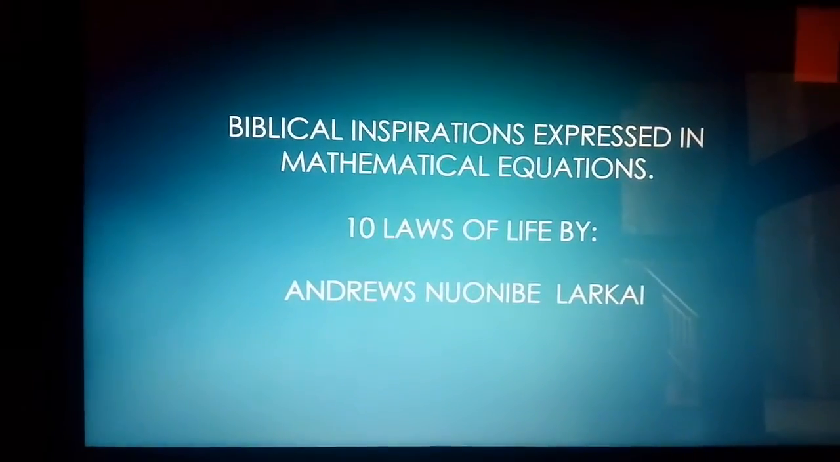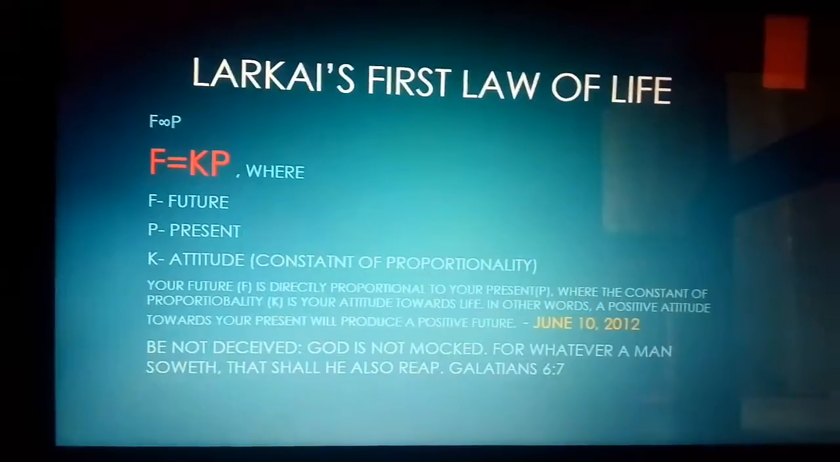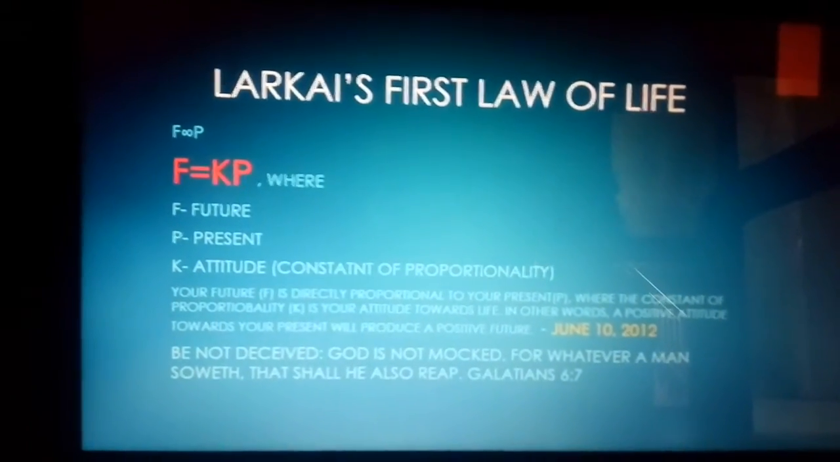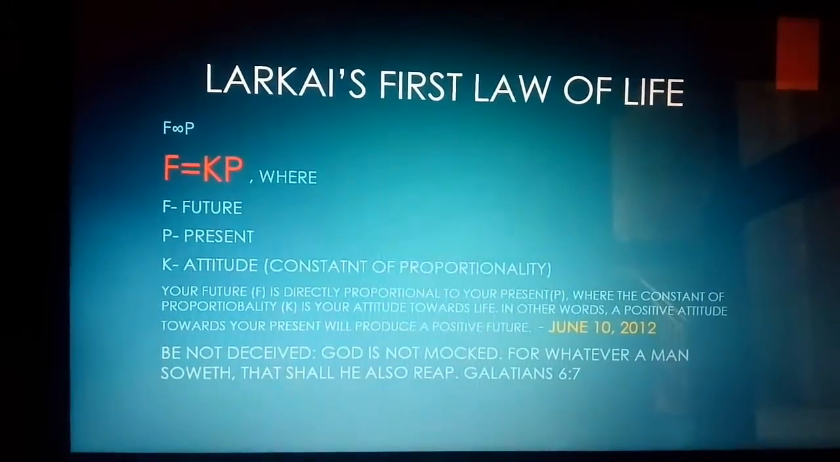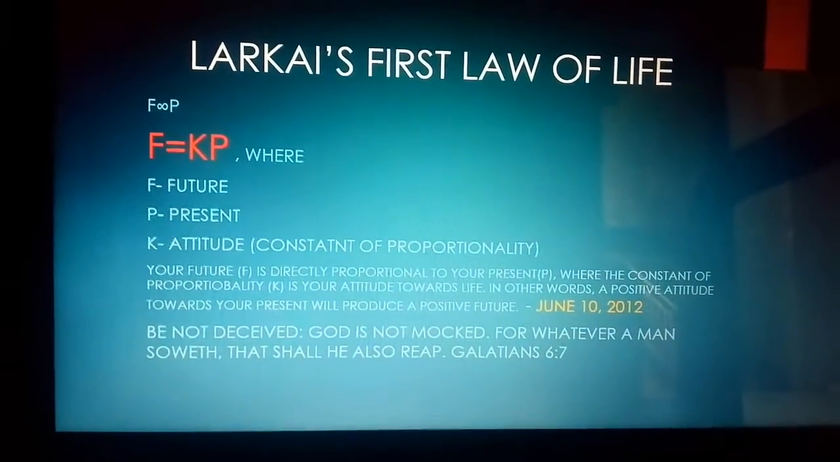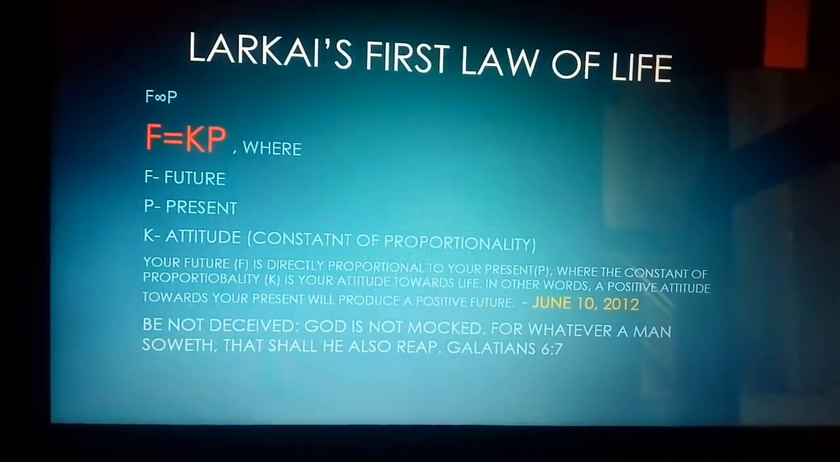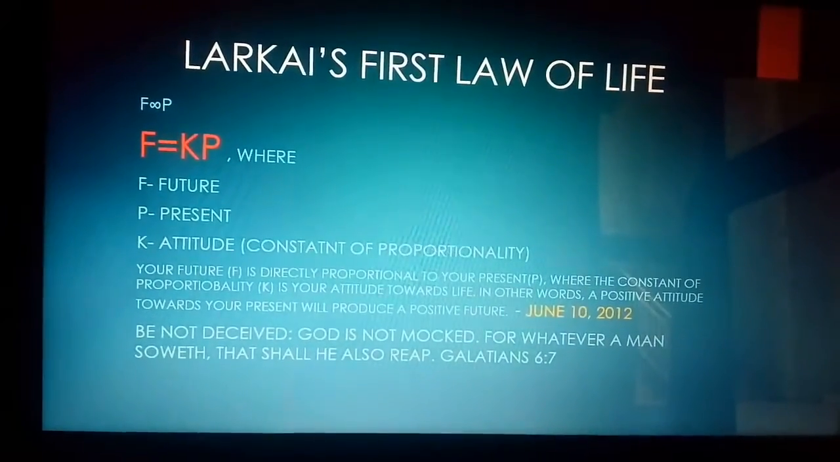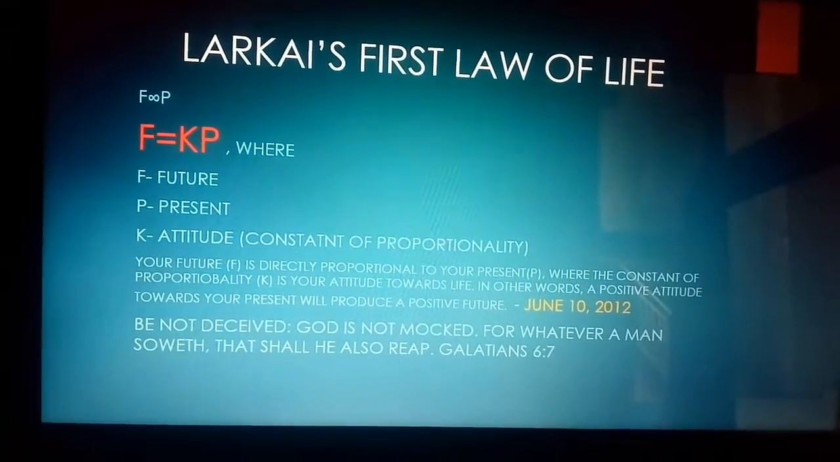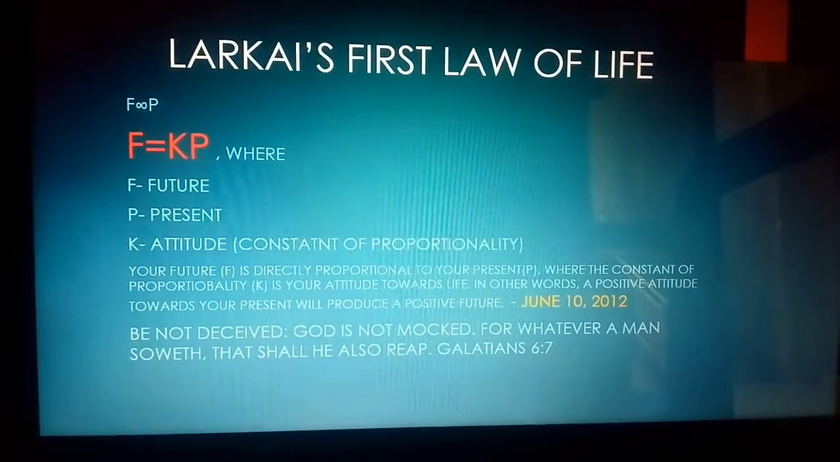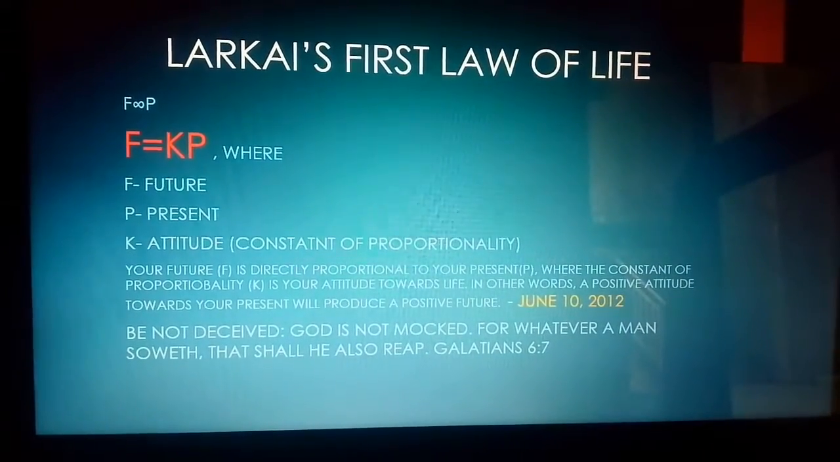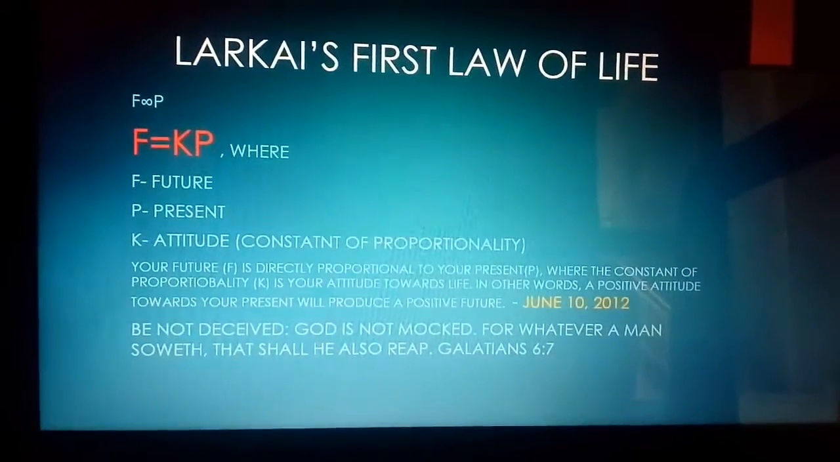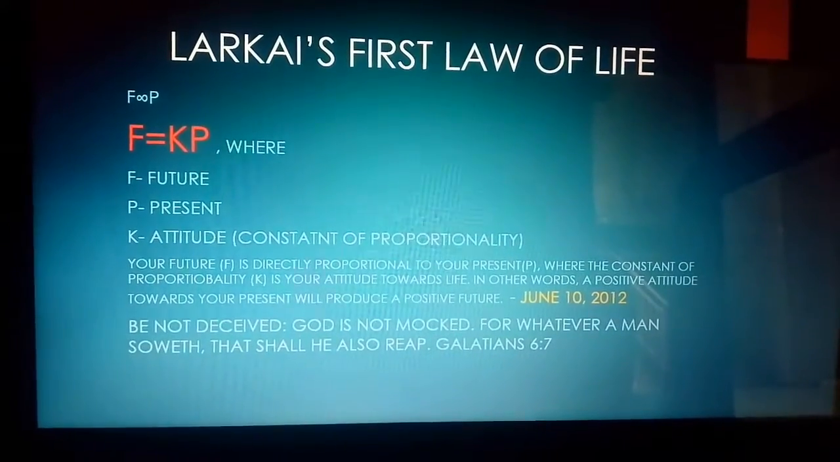Okay, let's quickly run through them. Note, all the equations will be appearing in red, and the various parameters or variables will be explained accordingly. The very first one is F equals K times P, where F equals future, P represents your present, and K represents your attitude, which is also the constant of proportionality in the above equation.